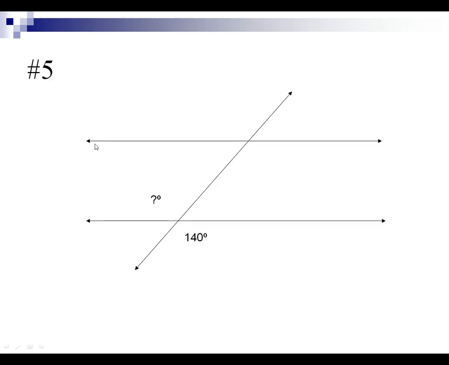All right, we've got two parallel lines. We have a transversal going across them. You have 140 degrees. We have a missing angle over here. So what type of angles are these? All right, we've got two lines crossing and they're opposite sides of it, so that makes them vertical. And what do we know about vertical angles? They are equal to each other, 140 degrees.